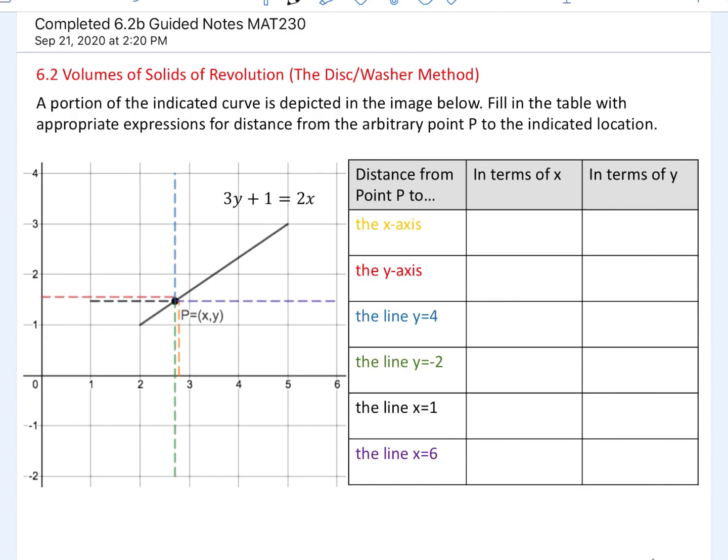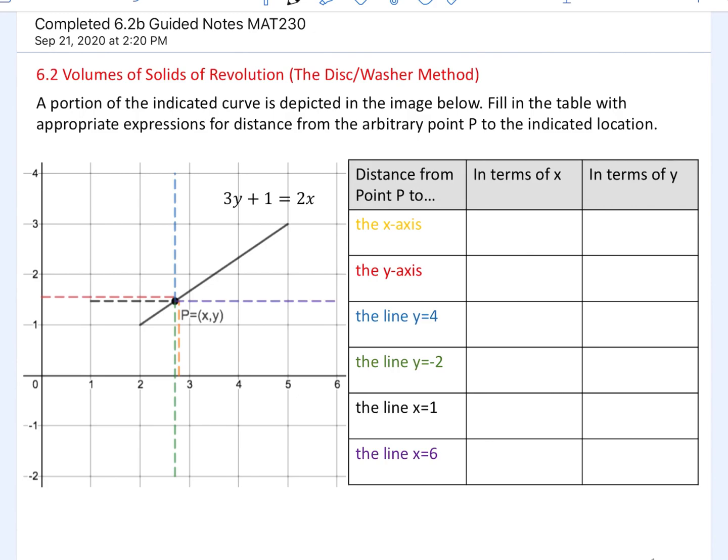Now, before we go too much further, I have a slide here. This is the first slide from your guided notes, where we're going to get some practice on how to establish different lengths from a curve to different axes of revolution. This slide here will be extremely useful in determining the correct lengths to use in our formulas.